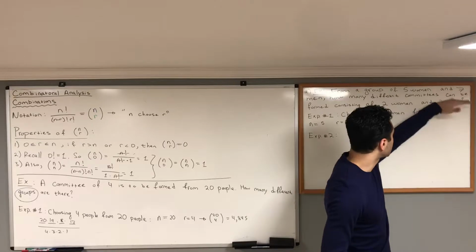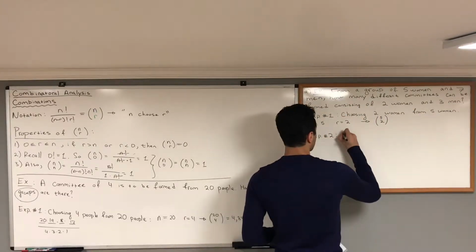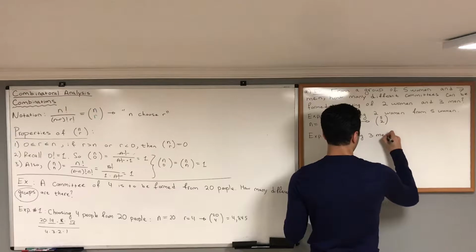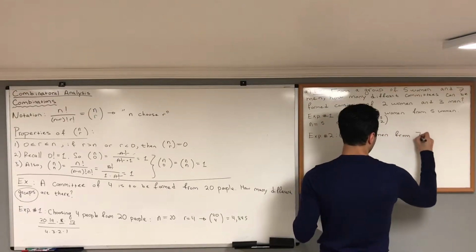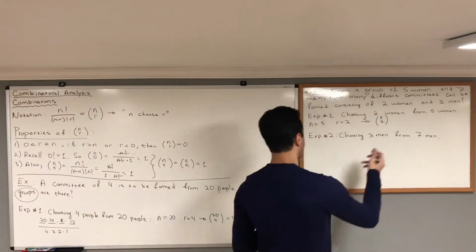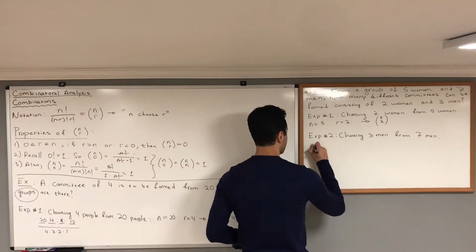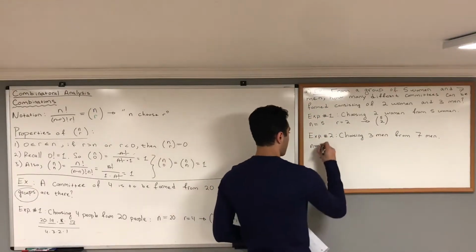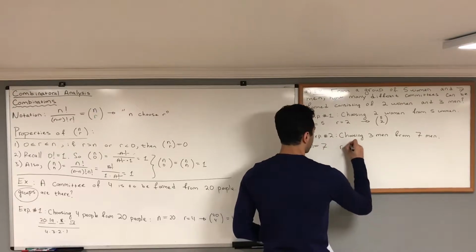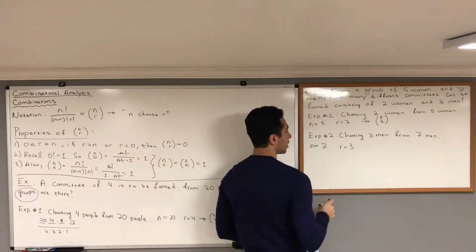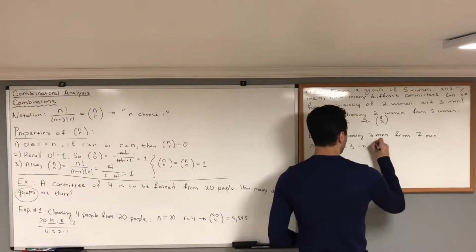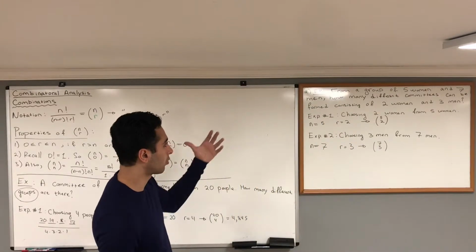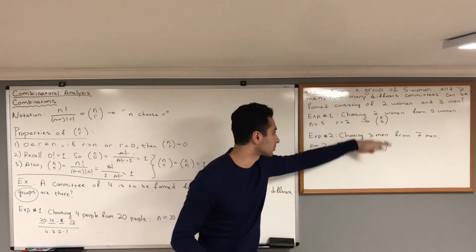Well, our second experiment should be choosing 3 men from the 7 men, right? So choosing 3 men from the 7. And just like before, what is our n and what is our r in this case for experiment 2? Well, n must be 7, right? Because 7 is greater than 3. And then r is 3, well, because you're choosing r from the 7. So the number of outcomes for experiment 2 must be 7 choose 3. Great. We found out all of our experiments. We found the number of outcomes for each experiment.